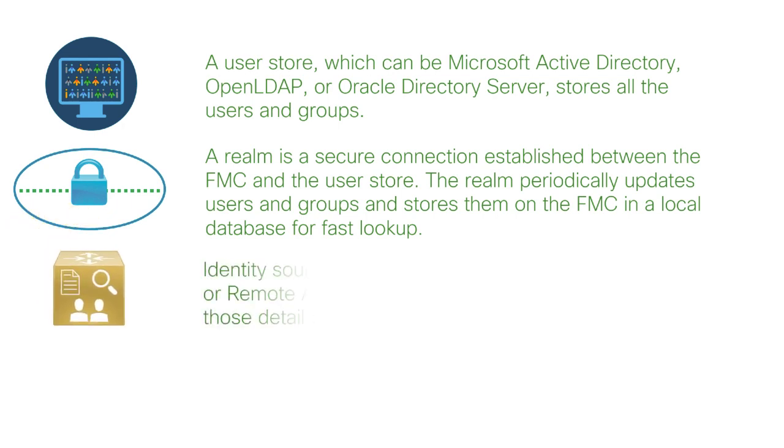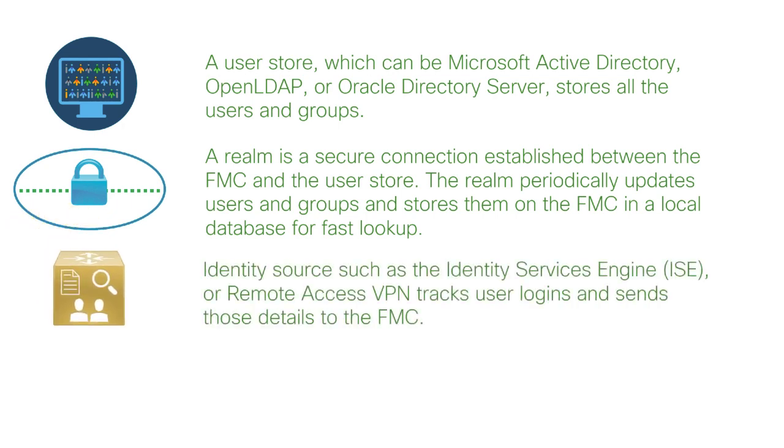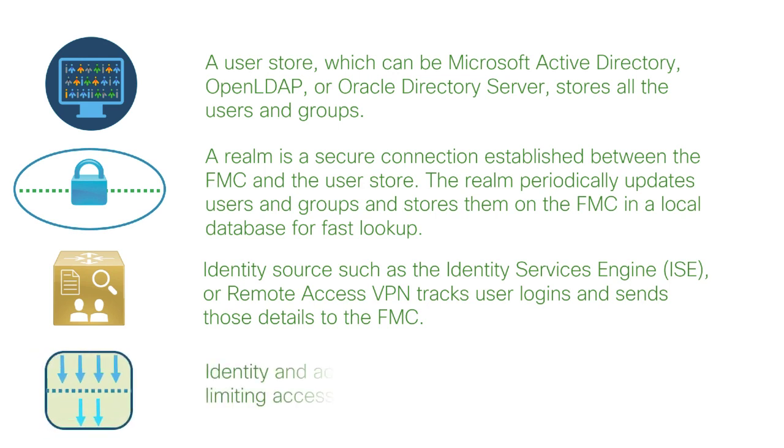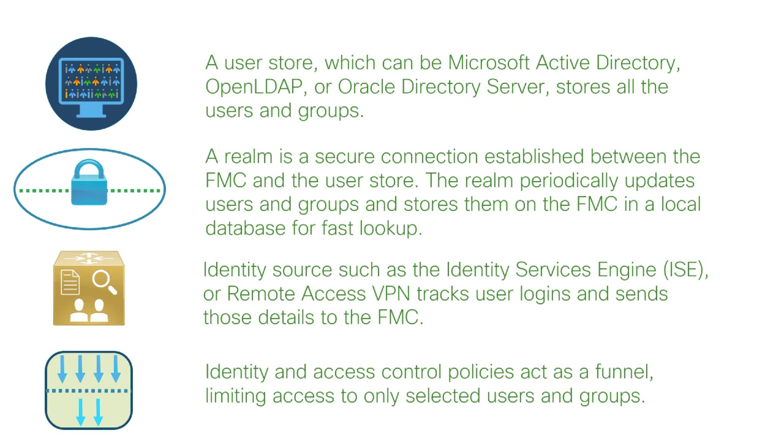Identity source such as the Identity Services Engine, ISE for short, or Remote Access VPN tracks user logins and sends those details to the FMC. Finally, identity and access control policies act as a funnel, limiting access to only selected users and groups. Now let's take an example of a typical network and see how all of these fit in.